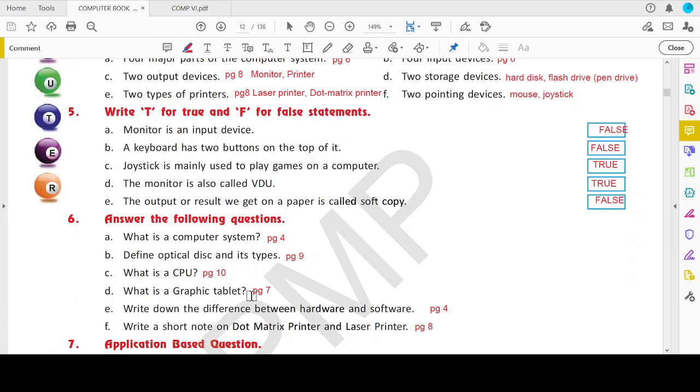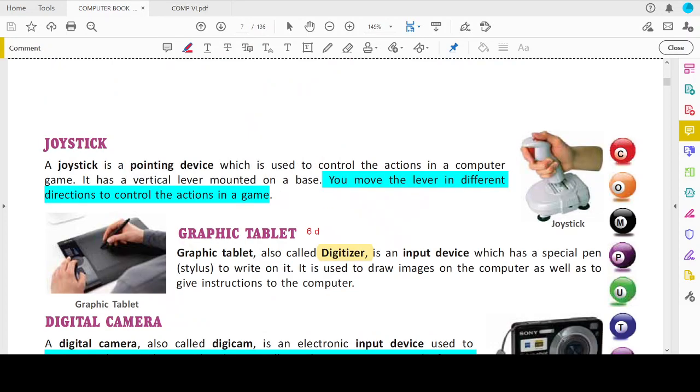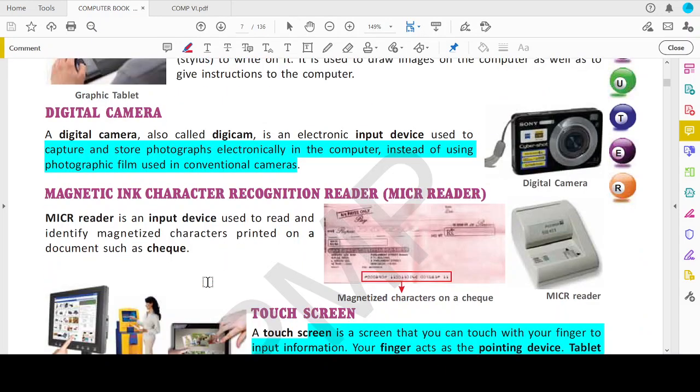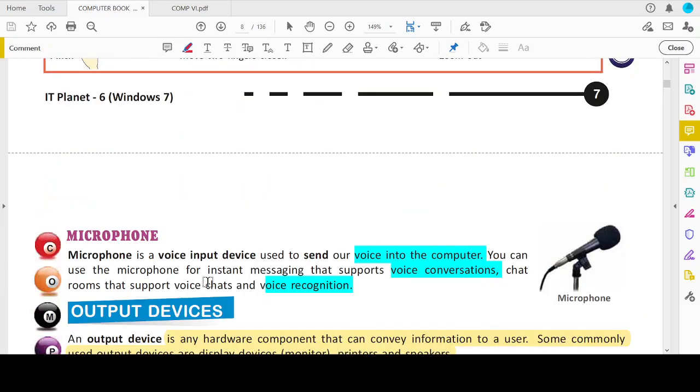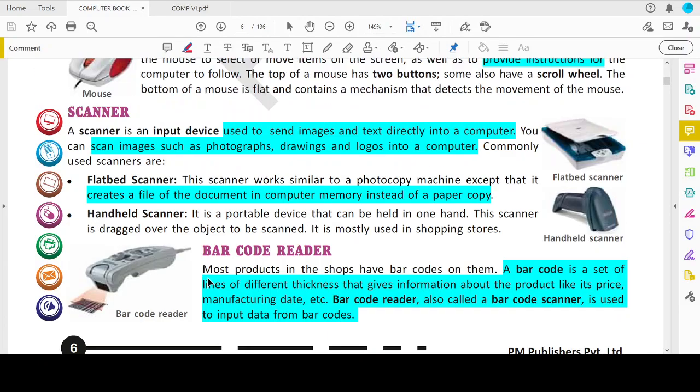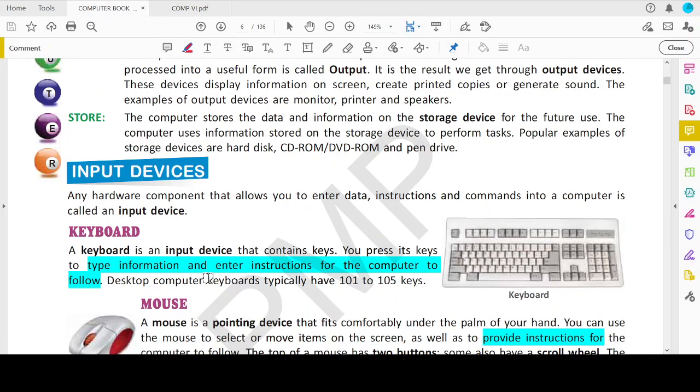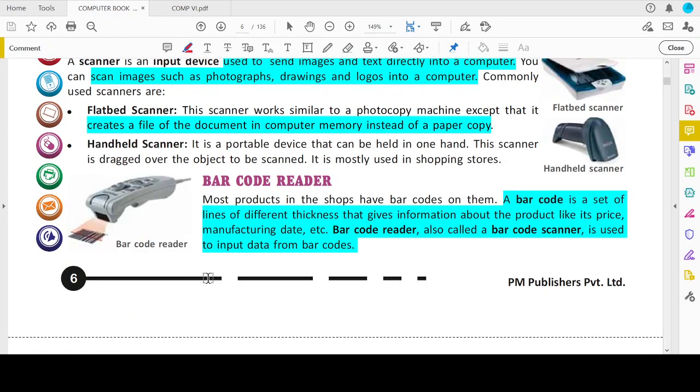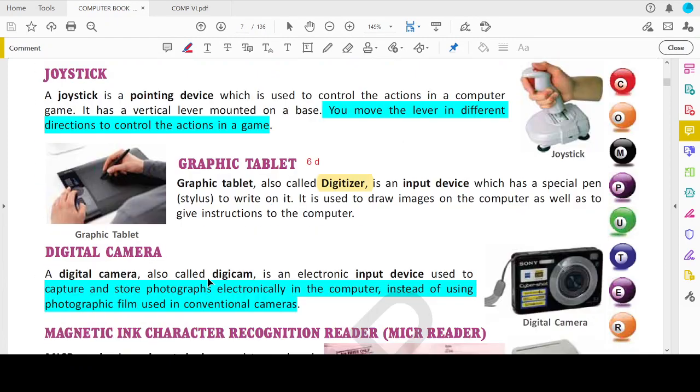What is a graphic tablet? It's a digitizer. Whatever you draw on the graphic tablet, it will be directly drawn on the digital canvas. So you can make your drawing, you can write something or give some instruction through a graphic tablet. So where is the answer? Graphic tablet, you can find it here in page number 7.